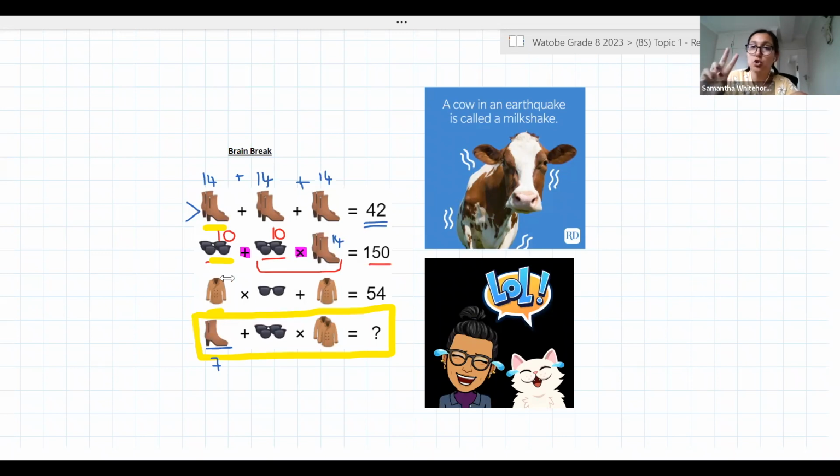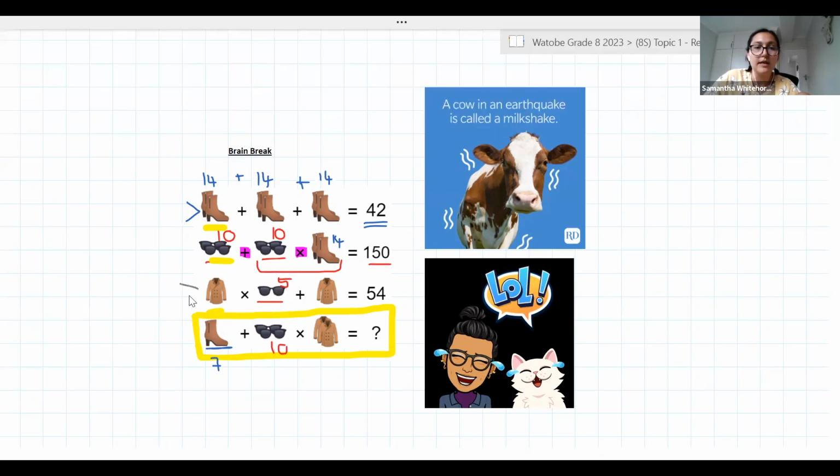So now I know 2 pairs of glasses is 10. What does that mean 1 pair of glasses is equal to? If 2 is 10, what is 1? Good, Bonolo. 1 pair of glasses is 5. Okay, so we're on the third one.